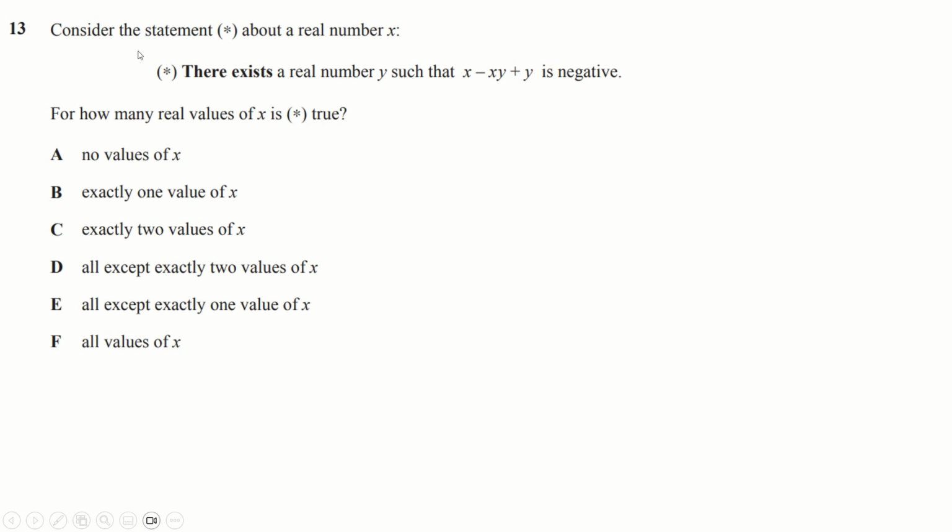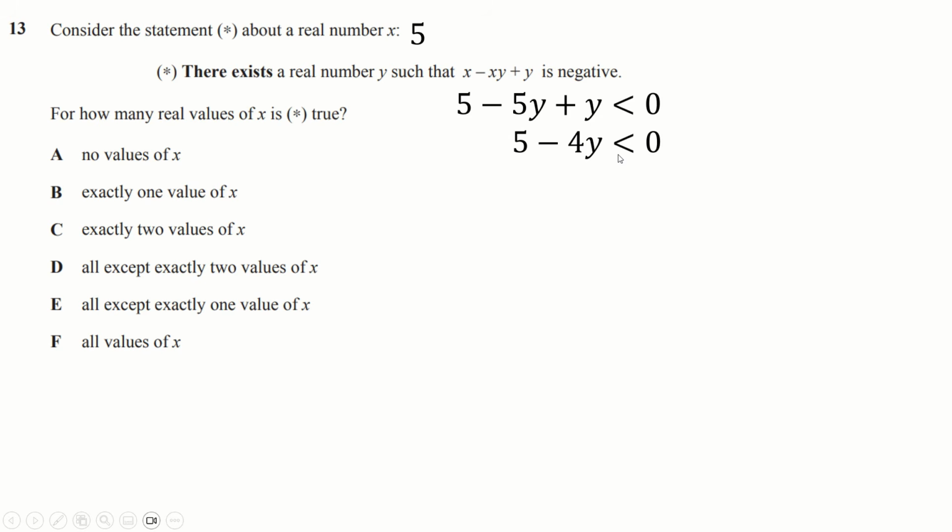13 then. There's a statement: there exists a real number y such that this is negative for any value of x we want. So let's just try a value of x, let's try 5. This turns out to this, and of course there exists a number y such that this works. In fact, there's lots of values of y that make that work. But there exists a value for y which I can do that.